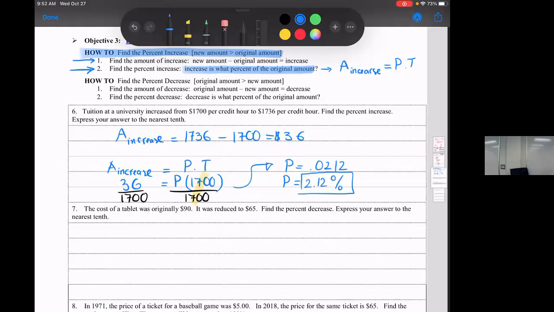So I round it in your calculator. It's 0.02117647, stuff like that. I round it to 4 decimal places. So 0.0212, because right after the 1 is the 7, so I round it up.